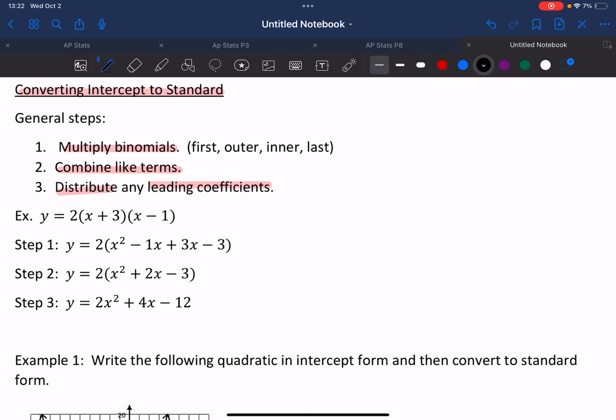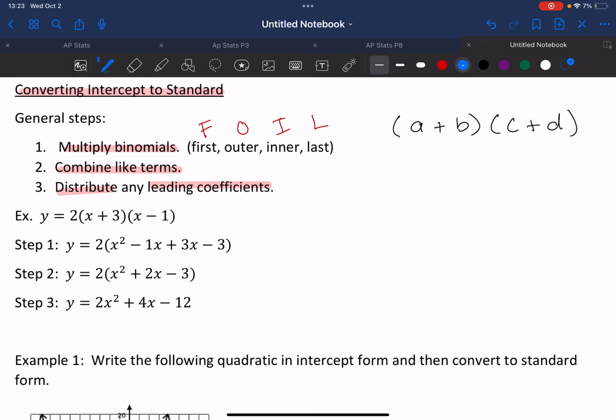So when it says multiply the binomial, it's talking about the FOIL method, F-O-I-L. And remember, the FOIL method stands for first, outer, inner, last. Okay? Or if you are thinking about more of a visual, it would look like this. A plus B times C plus D. Okay? Each of these are numbers.